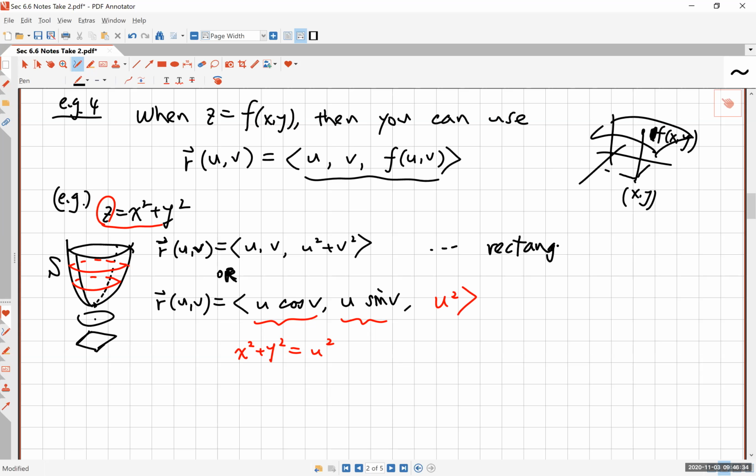And if you have to find the surface integral of the surface S over a circular region, then you probably do not want to use the rectangular friendly version of your parameterization. You probably want to use a polar friendly version of the parameterized surface. Okay, so that's what's important here.